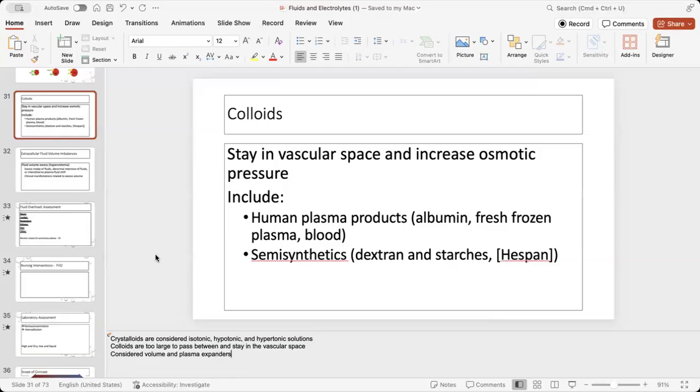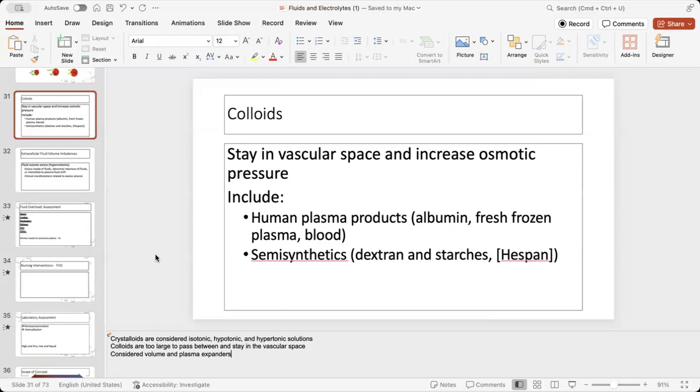Okay. So maybe not seeing those as commonly in the hospital setting because we have blood products with IV fluids, right? But maybe more in the field if you work paramedic or military. Okay, so those stay in the vascular space. Crystalloids, that's when they can travel in and out of those cells.